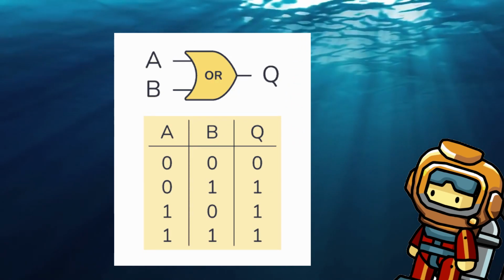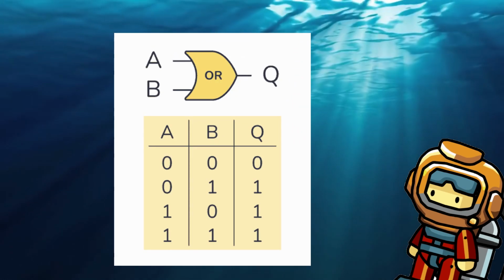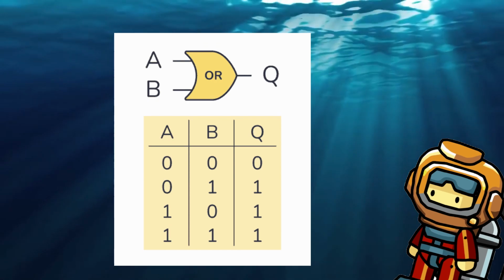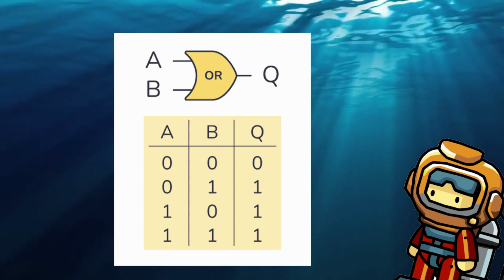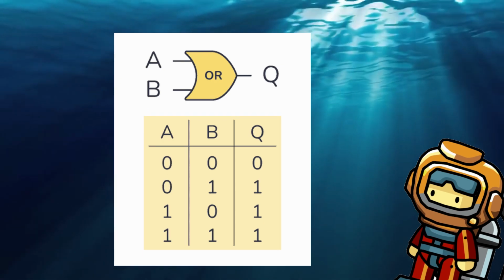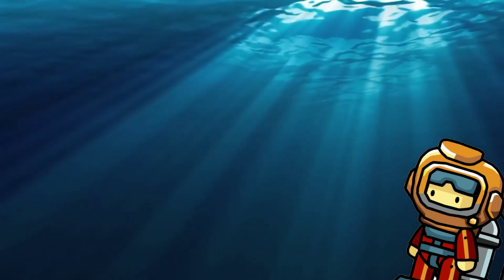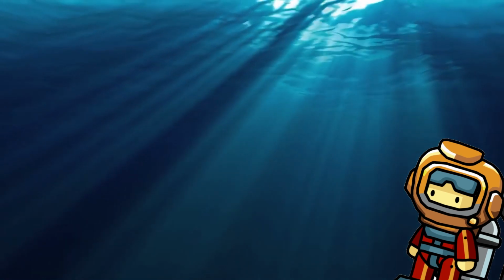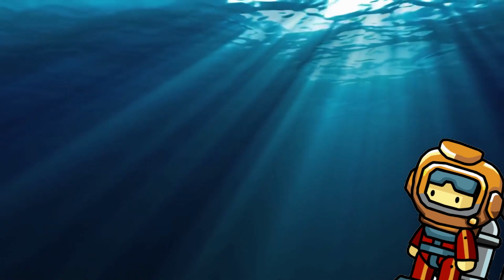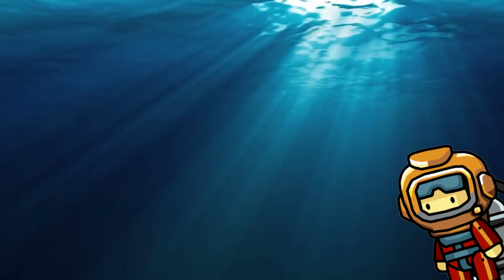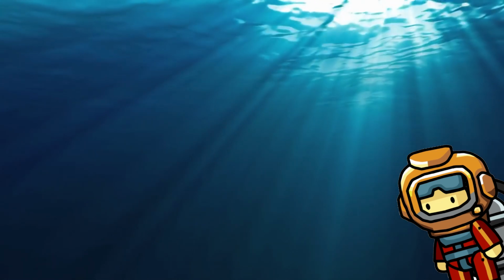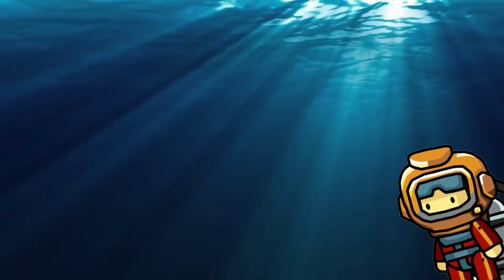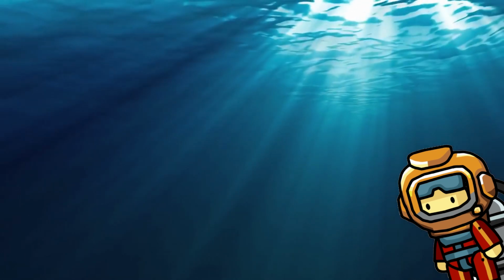0 plus 0 equals 0, 0 plus 1 equals 1, 1 plus 0 equals 1, and finally 1 plus 1 equals 1. We write 1 plus 1 as 1, not 2, because the only options in Boolean algebra are either the number 0 or 1. So even if you add 1 to 1, that would still be 1 because you can't go any higher than that.